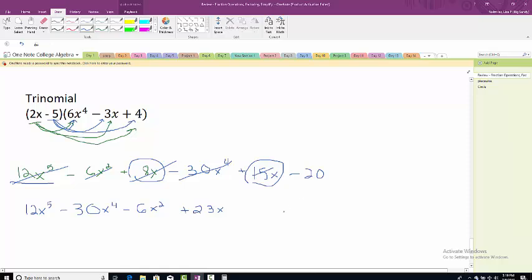And last but not least, minus 20. And even though that looks really long, that is simplified. Again, there is no equation, so there is no solving it down to a number. This is it.